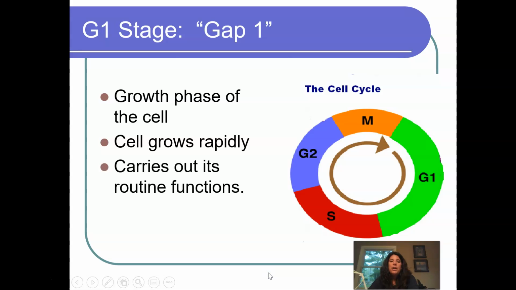Starting with the gap 1 or G1 stage of interphase, the cell spends the vast majority of its life cycle in interphase in one of these 3 stages, G1, S, or G2. During the gap 1 stage, this is where the cell is basically chilling out, carrying out its everyday functions, all the things that it needs to do just to survive. It's growing quickly, carrying out its normal routine, doing its job. Nothing super eventful is happening, kind of like a maintenance type of stage.